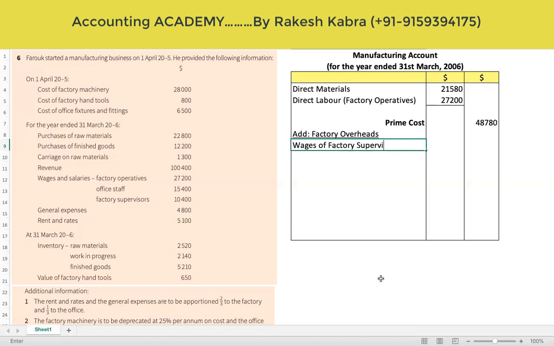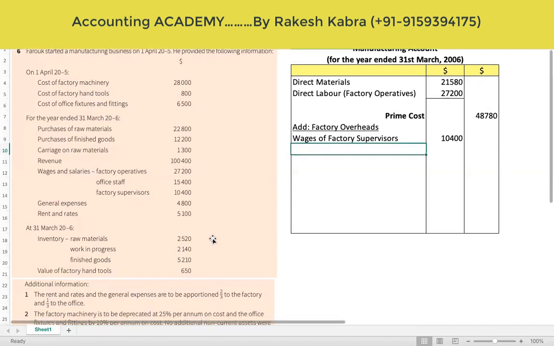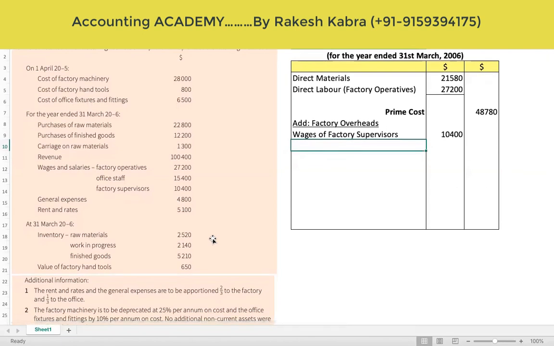Is depreciation of factory machinery also factory overhead? Yes, perfectly. You are right. So wages of factory supervisors, I have taken under factory overhead. Next item. So at 31st March 2006, the inventory of factory, wait, no, value of factory hand tools is less. No, we will come to that point later. First, see wages and salary, factory supervisor I have taken, right?